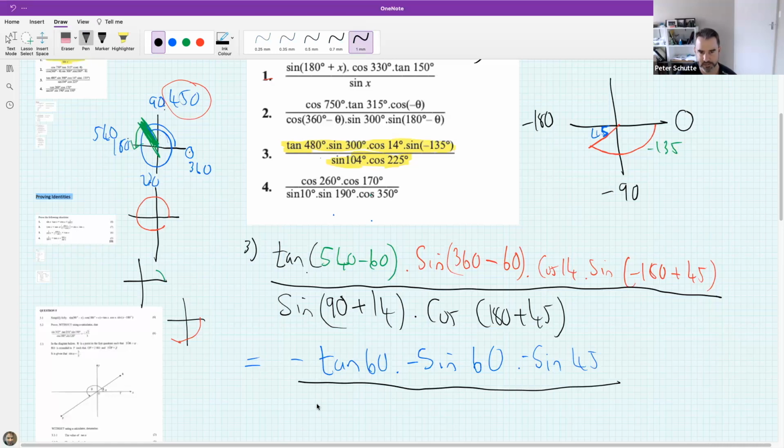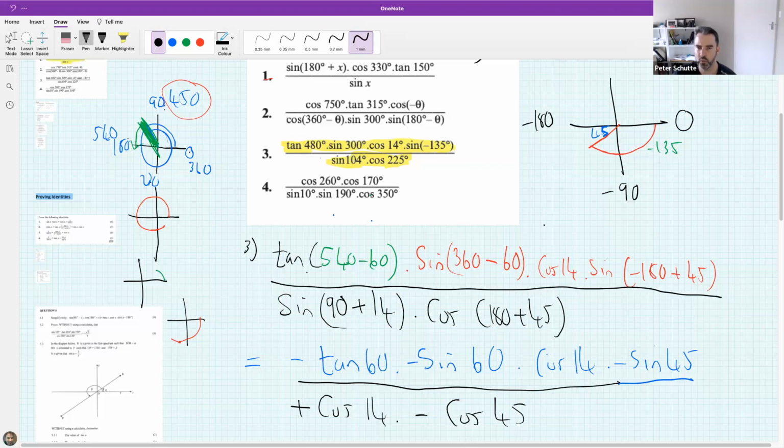And here, it is going to be positive cos 14. Oh, I've left something out here. So cos 14, and then this was going to be minus sine 45. Positive cos 14, and then this is quadrant 3, which means I've got to have minus cos 45.